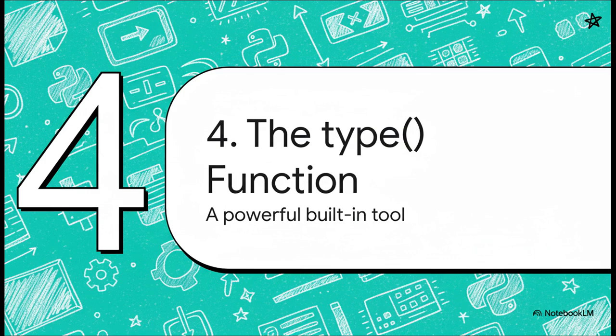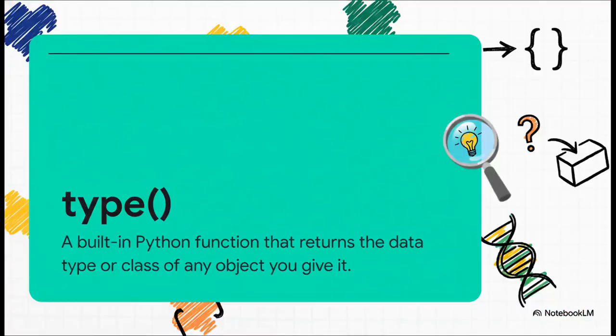Now let's switch gears and look at one of Python's most useful built-in functions for figuring out what our data actually is. Let's meet the type function. Simply put, type is like a detective for your code. You hand it any piece of data, any variable, any object, and it tells you exactly what kind of thing you're looking at. Is it a number, some text, something else?